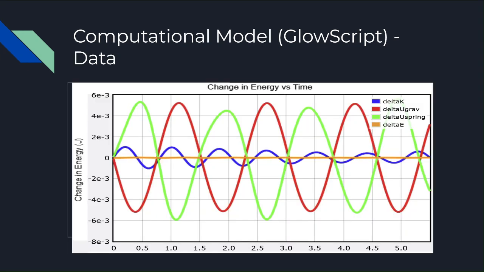Alright, here's our data set from the computational model. The blue line is the change in kinetic energy. The red line is the change in gravitational potential energy. The green line is the change in spring potential energy, and the orange line is the change in total energy.